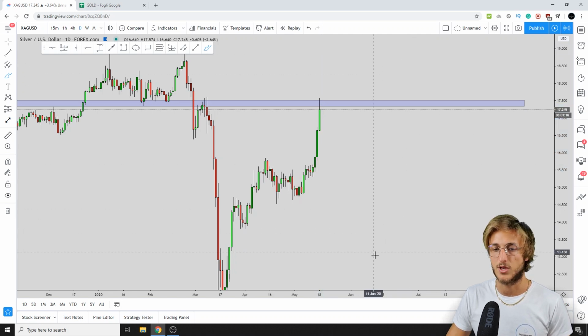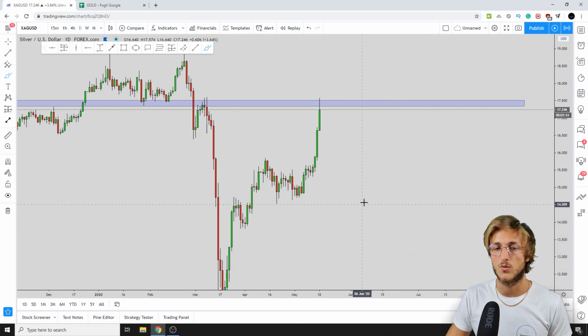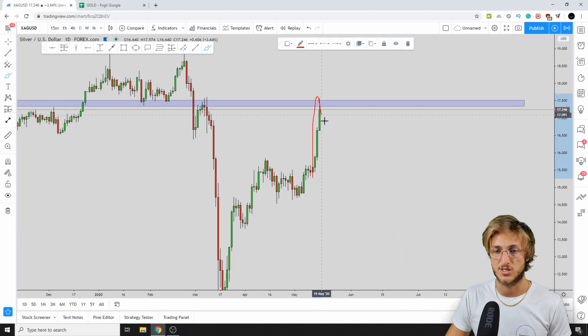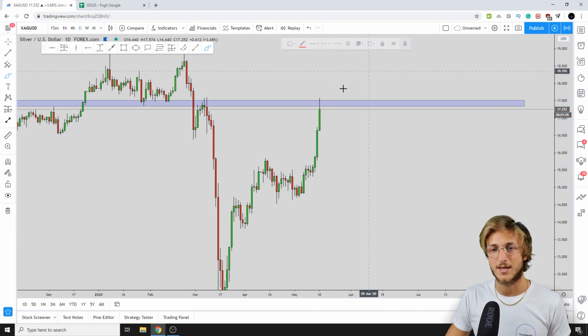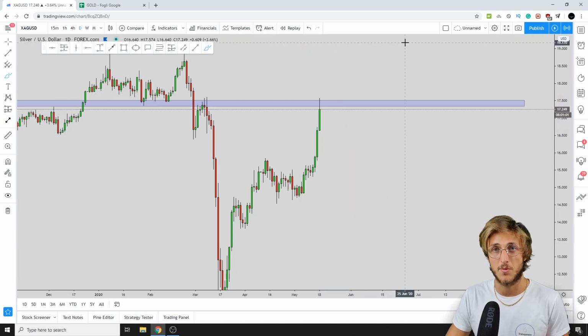Why overextended? Because the market never moves just in one straight line, okay? It always creates retracements along the way. And after an impulse, you expect a retracement. So sooner or later, the market should react to this area and show a move to the downside. The problem is that we don't know when this will happen.